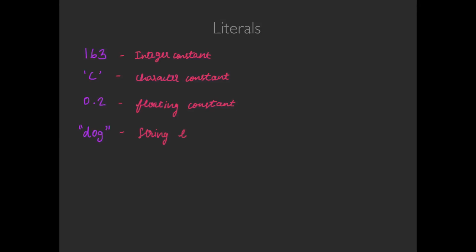Yep, on literals. Examples are 163, 'c', 0.2, "dog". Here, 163 is an integer constant. 'c', denoted by single quotes, is a character constant. 0.2 is a floating constant. It doesn't mean it's floating. Float here denotes decimal numbers. Any word written in double quotes is a string literal.